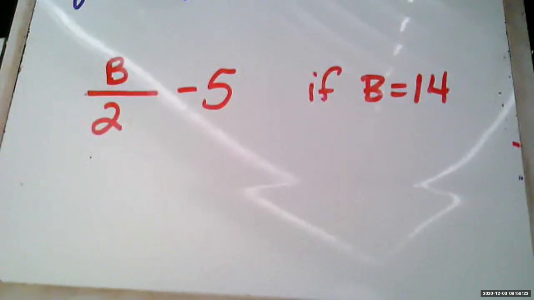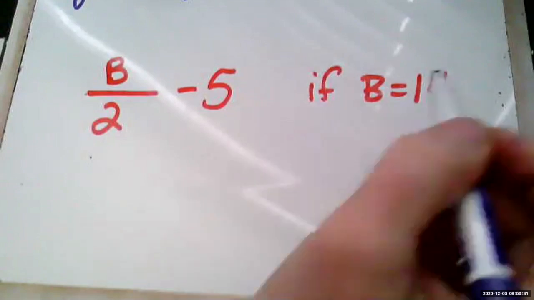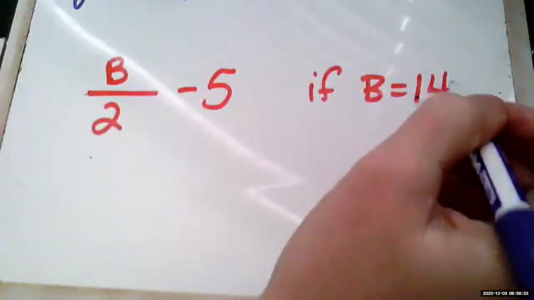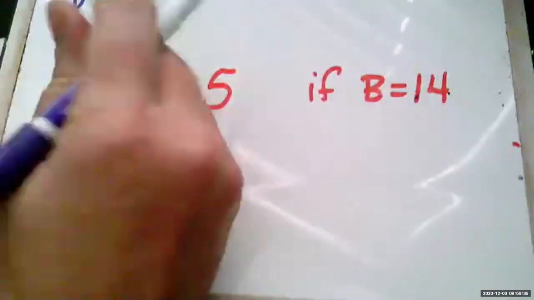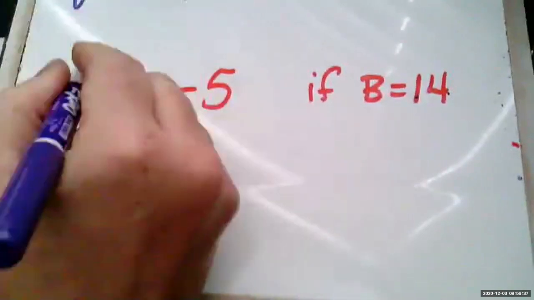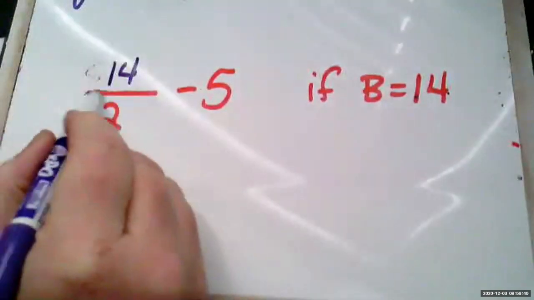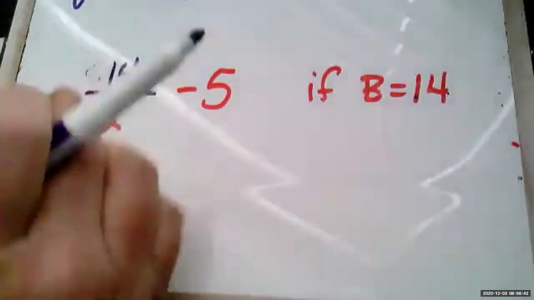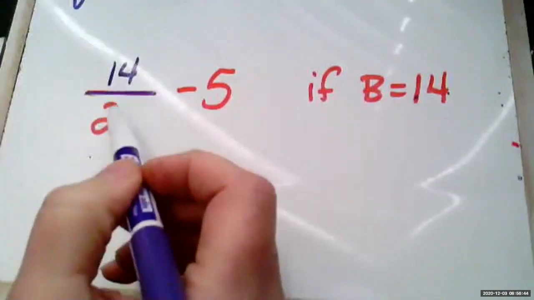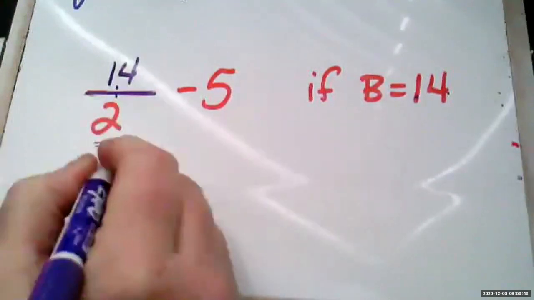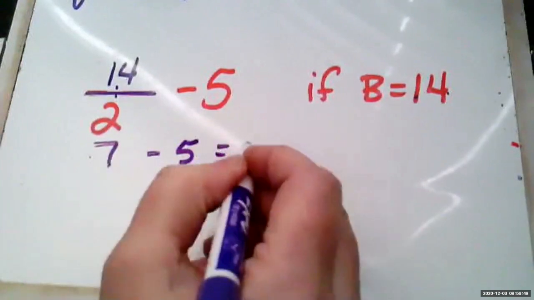I cannot fool you. Yes, absolutely. You guys got the answers coming in so fast. If you plug in 14 for the B, and this line, I just want to see if you remember what it means. This line means divide. So 14 divided by 2 is 7, and then 7 minus 5 is 2.